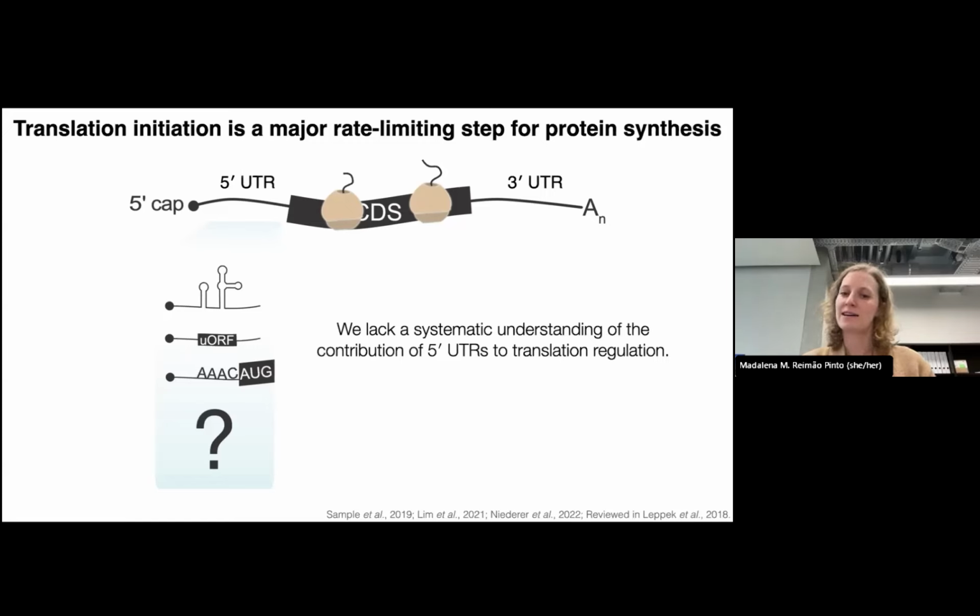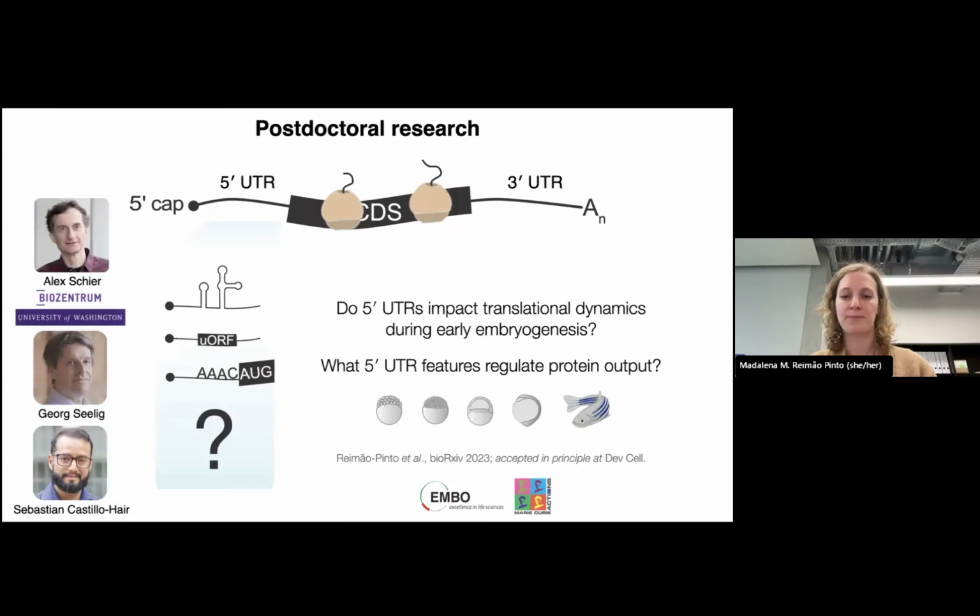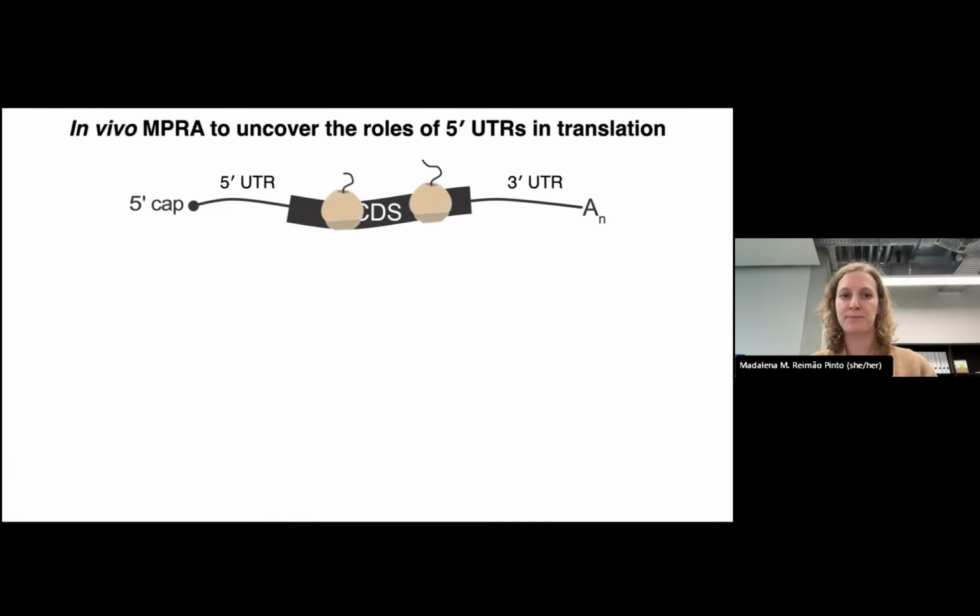But I think we lack a systematic understanding of the contribution of these 5' UTRs to translation regulation, how they cooperate, and also which additional features, yet unknown, could contribute to regulation. So in my postdoctoral project, later in collaboration also with the lab of Georg Seelig at the University of Washington, I wanted to understand if the 5' UTRs can impact translational dynamics as embryos develop, and also to uncover features that may regulate protein synthesis.